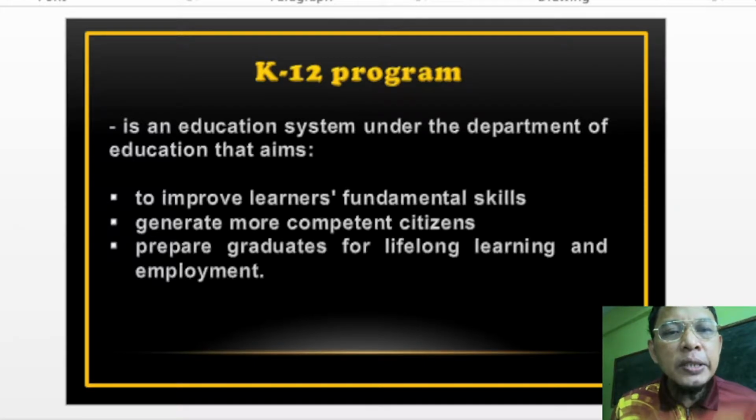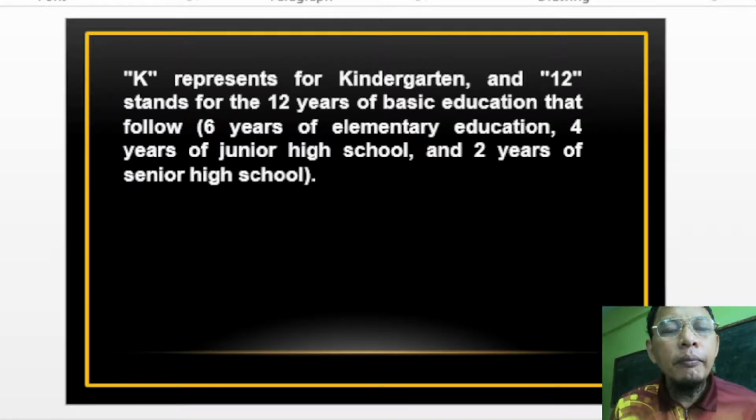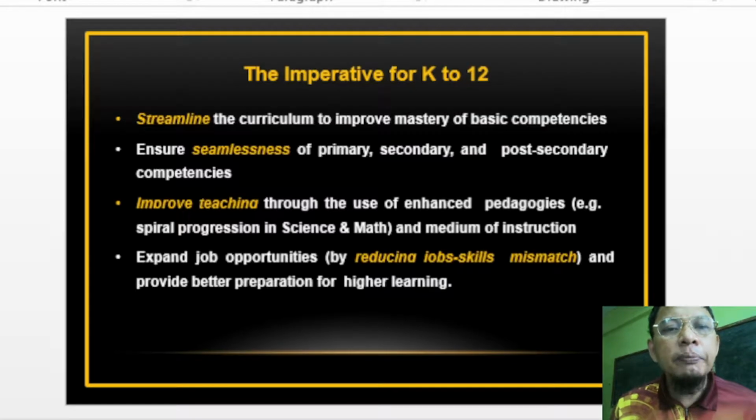K-12 is an educational system under the Department of Education that aims to improve learners' fundamental skills, generate more competent citizens, and prepare graduates for lifelong learning and employment. K represents kindergarten and 12 stands for 12 years of basic education, which follows 6 years of elementary education, 4 years of junior high school, and 2 years of senior high school.